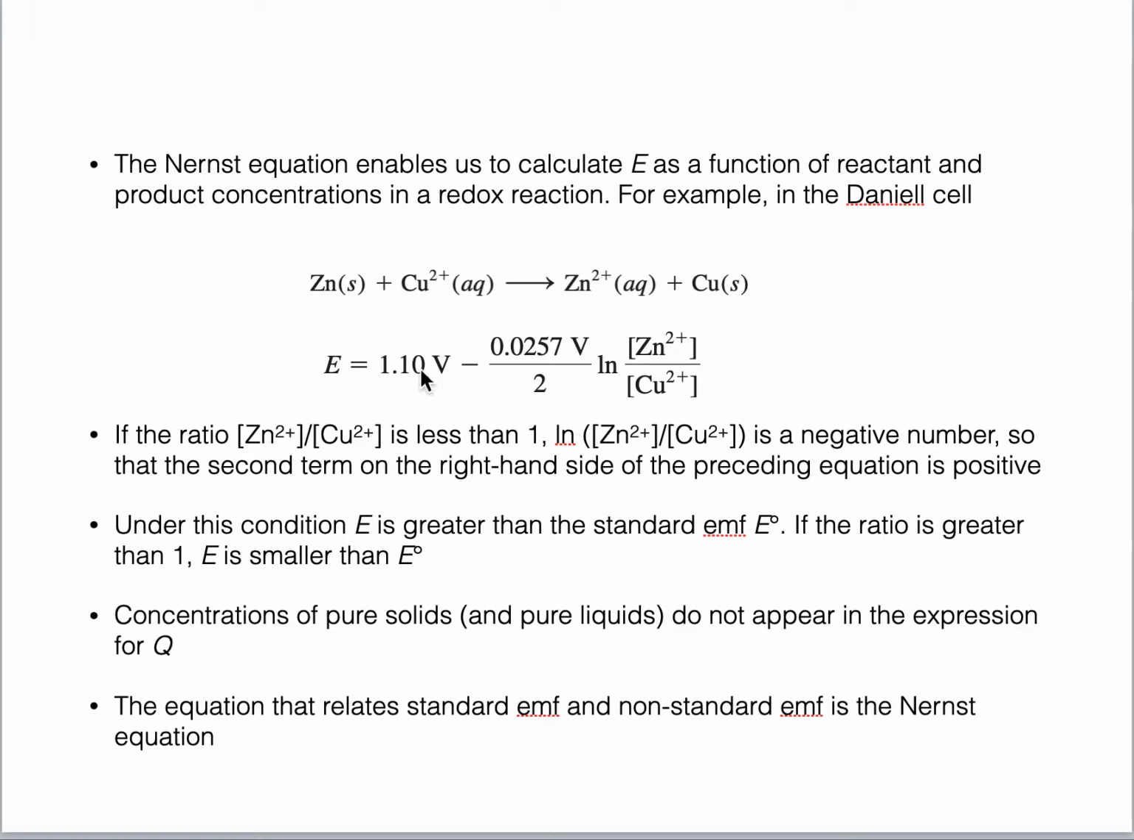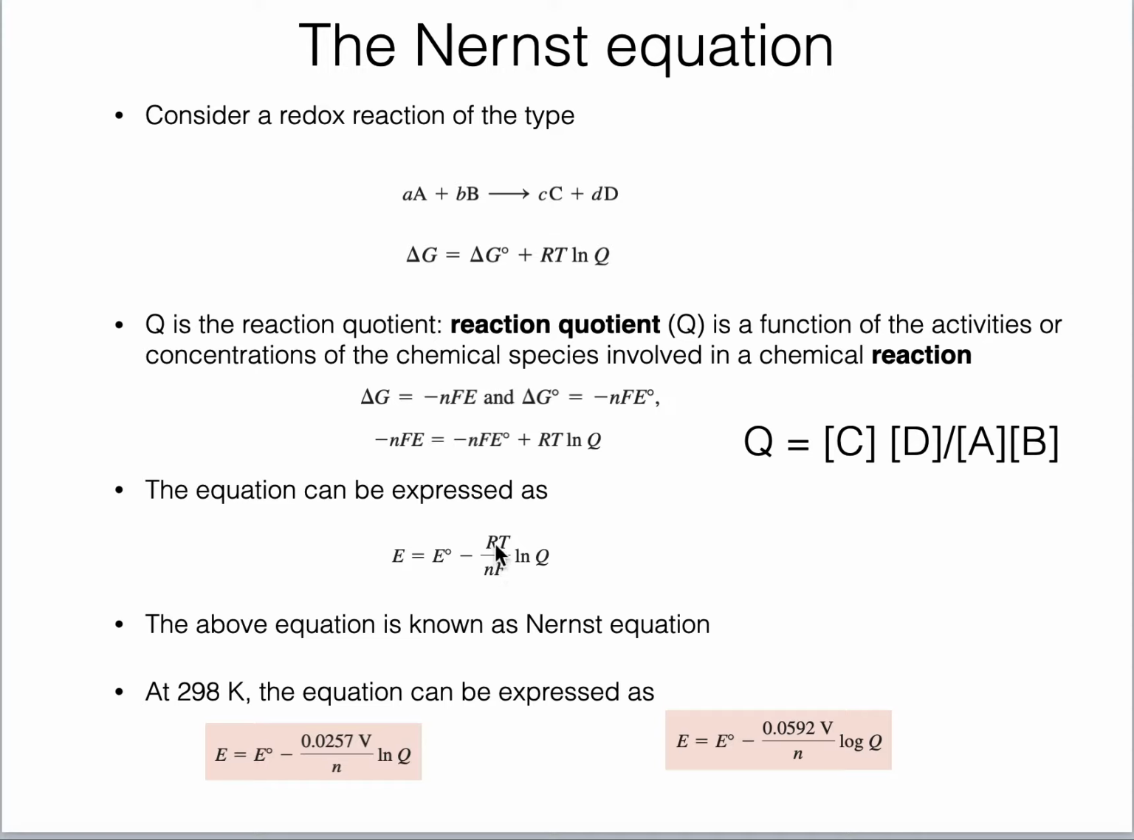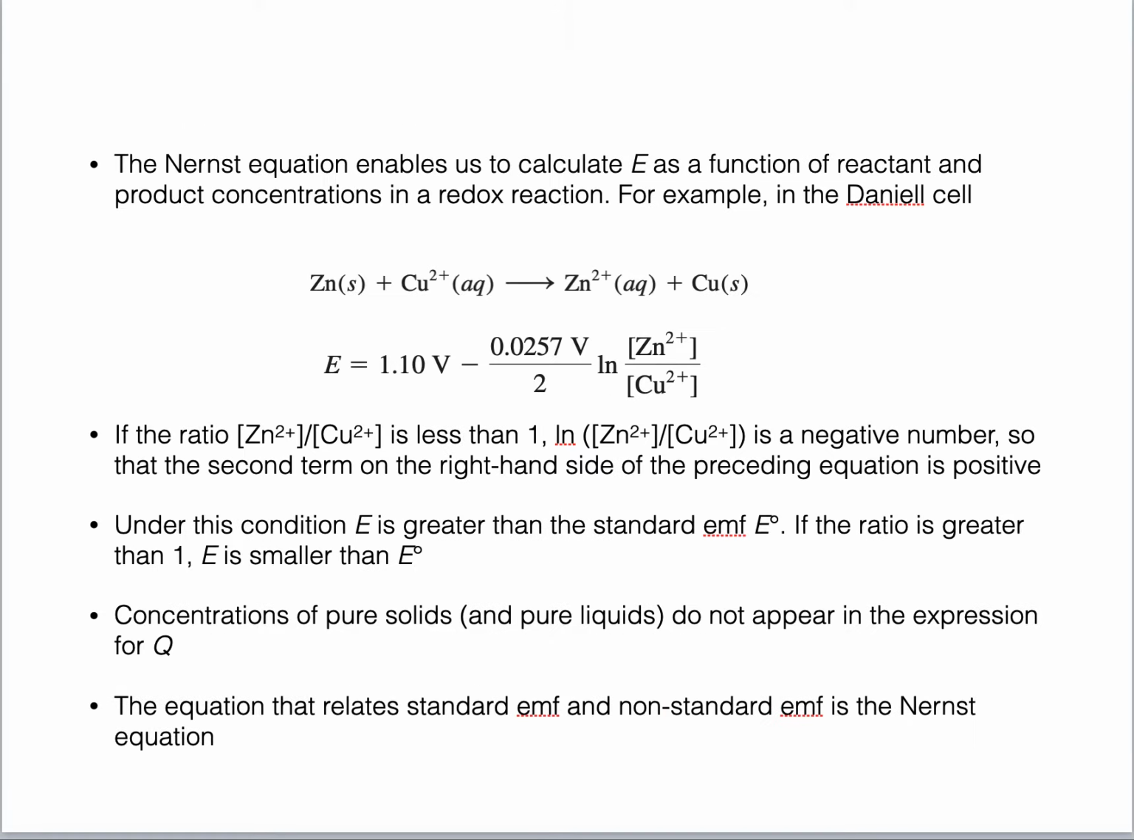We can put the value of E equal to E naught, which is 1.10 volt for this Daniell cell, the zinc copper combination, minus 0.0257 divided by 2, provided the temperature is 298 Kelvin. Here we have assumed that temperature is 298 Kelvin. Otherwise, we will use the equation E naught minus RT, and we have to use the other value of T if the temperature is different than 298. But in this case, the temperature is 298, so it is simplified to 0.0257 divided by 2. 2 is n, the number of electrons transferring from zinc to copper.